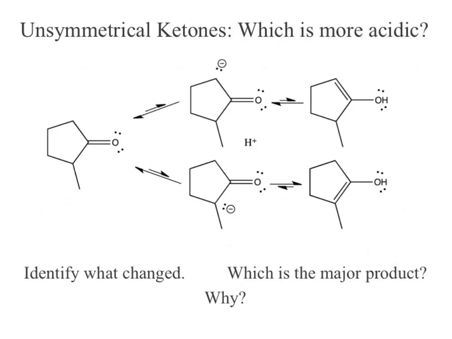Let's take a look at some unsymmetrical ketones before we even push more into our numbers. So we want to identify what's changed in each of these pathways. How do we get to the top? What hydrogen did we remove? That topmost structure, call it our purple, or A. How did we get structure A? What hydrogen did we remove?